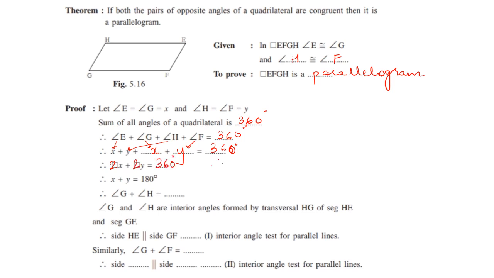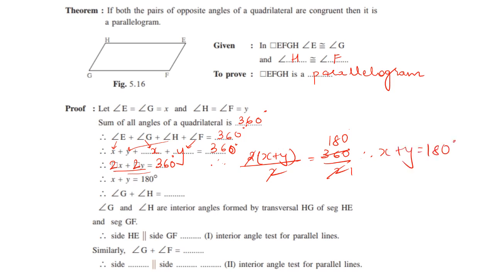Now we divide throughout by 2. I will take the 2 common from both, so you get 2 times (x plus y) upon 2 is equal to 360 upon 2. Therefore this 2 and 2 get cancelled, and 360 divided by 2 is 180. Therefore x plus y is equal to 180 degrees. Now your angle G is nothing but X, and your angle H is nothing but Y. So angle G plus angle H is equal to 180 degrees.